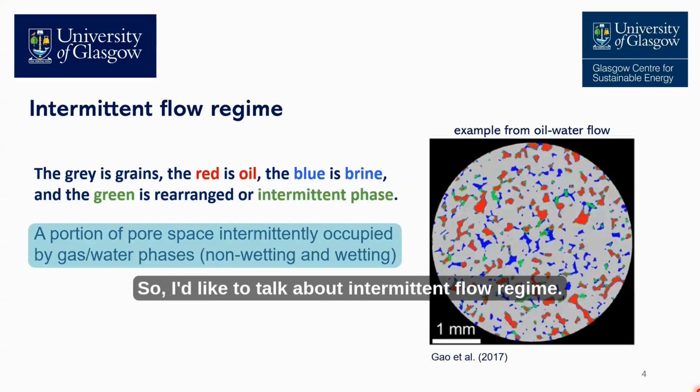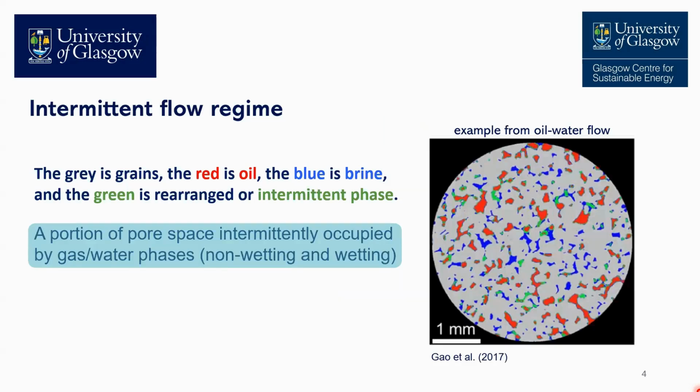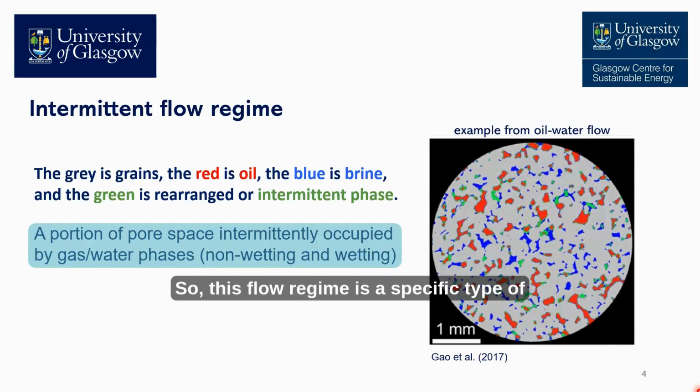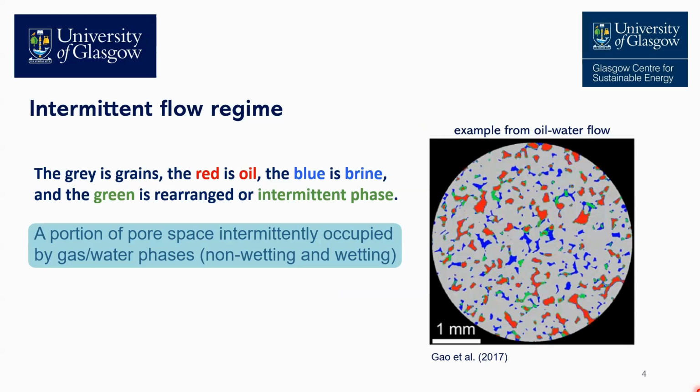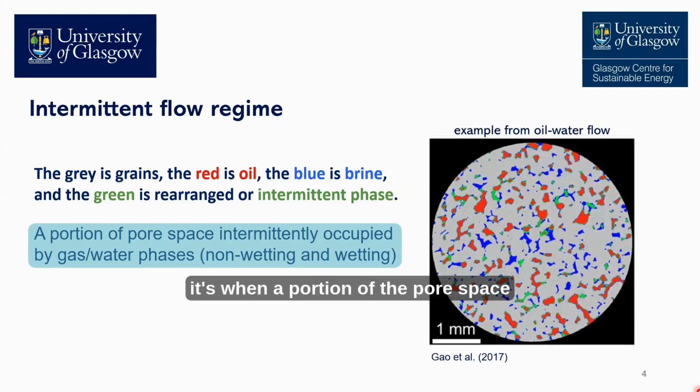So I'd like to talk about intermittent flow regime. This is a specific type of flow regime in two-phase or multi-phase flow in porous media, and it occurs at relatively high velocities of injection or flow. It's when a portion of the pore space is occupied intermittently by one of the phases. It can be gas-water or oil-water or any other type of two phases.